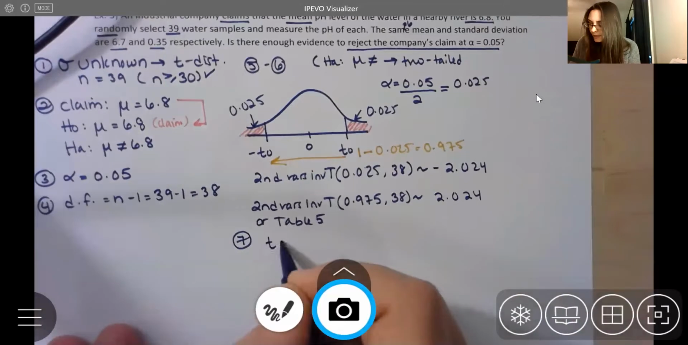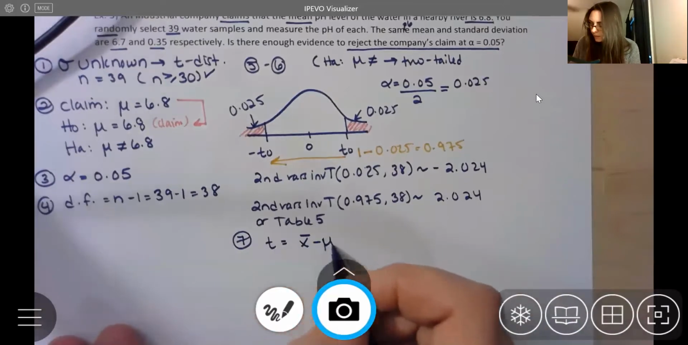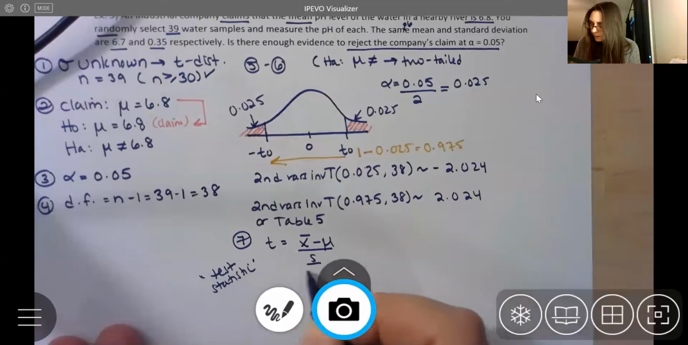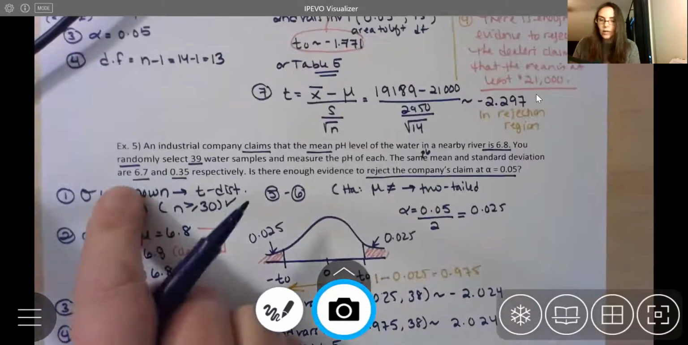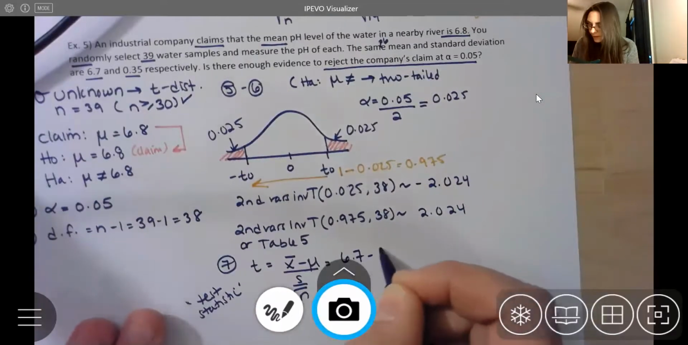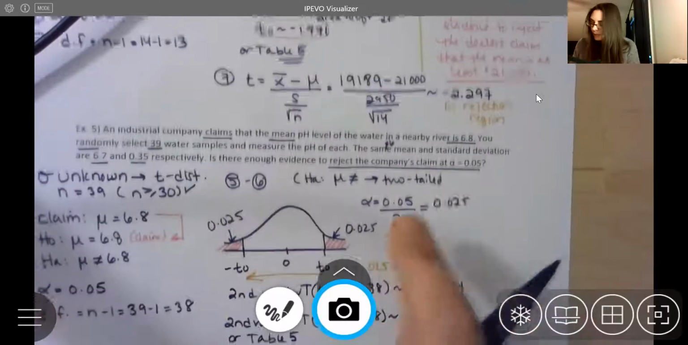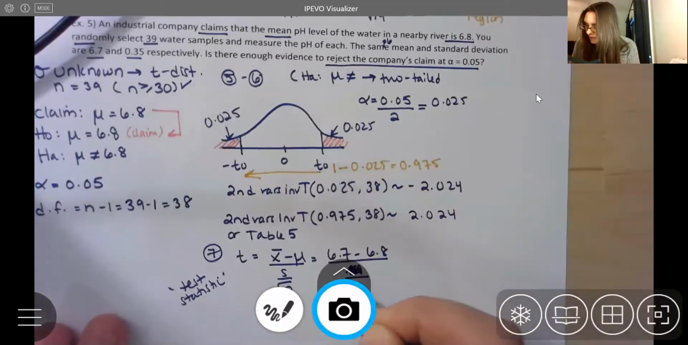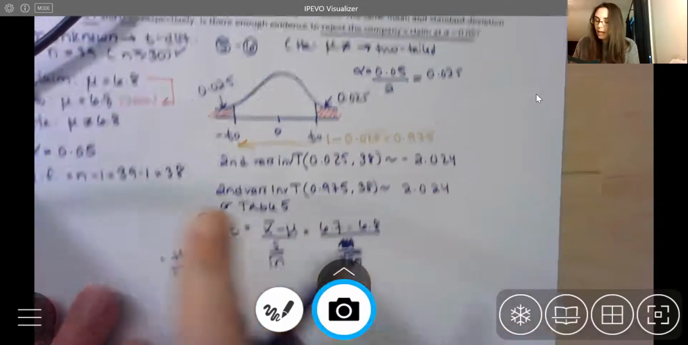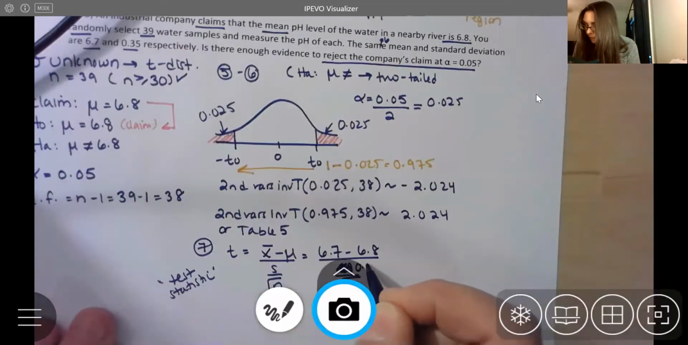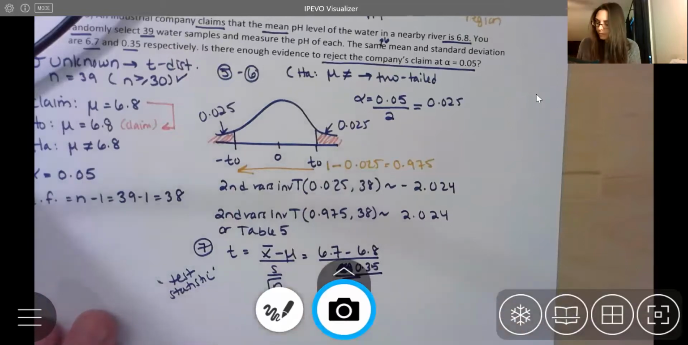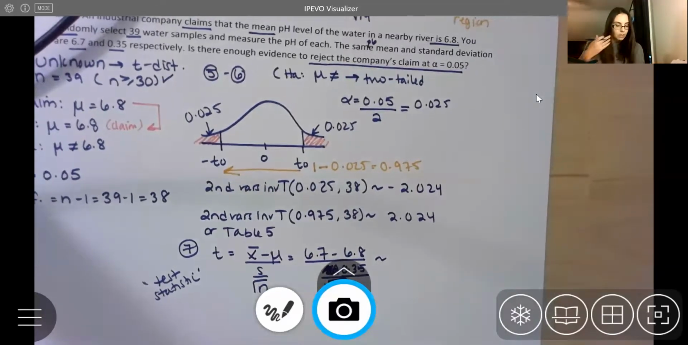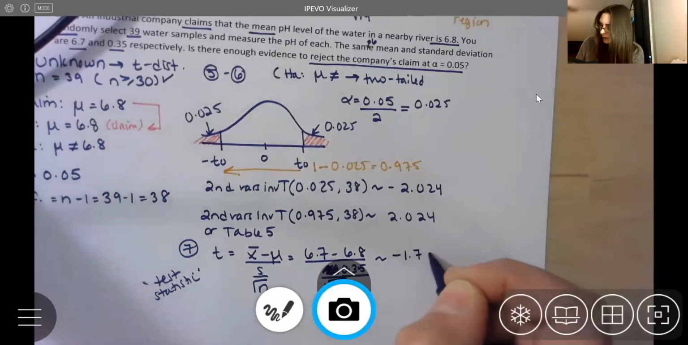Your next step is to find the test statistic. So again, this is called the test statistic. Our mean here was 6.7, and we're testing the value of 6.8 for the mu. Our sample size was 39, that goes under root n, sorry, I wrote this backwards. Then our standard deviation is 0.35. Now I'm going to go ahead and divide all that out. We get about negative 1.784.